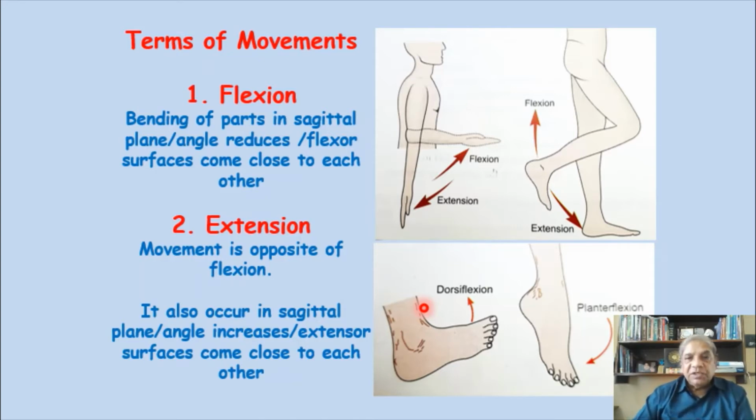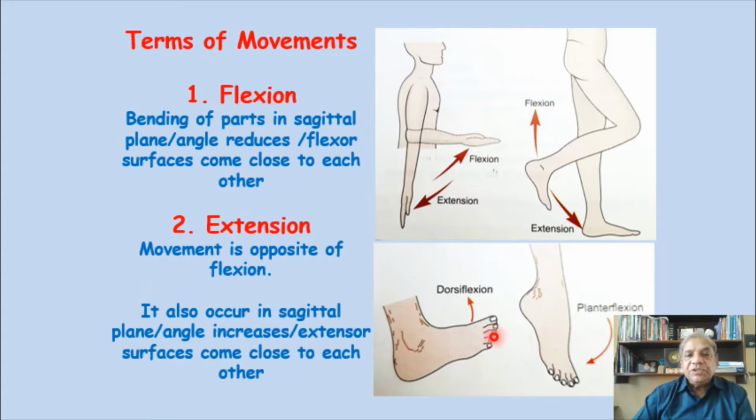And let me tell you that all this flexion and extension in the upper limb or lower limb, and the dorsiflexion at the ankle joint, they all take place in the sagittal plane. They are taking place in the sagittal plane, and you know what the sagittal plane is.